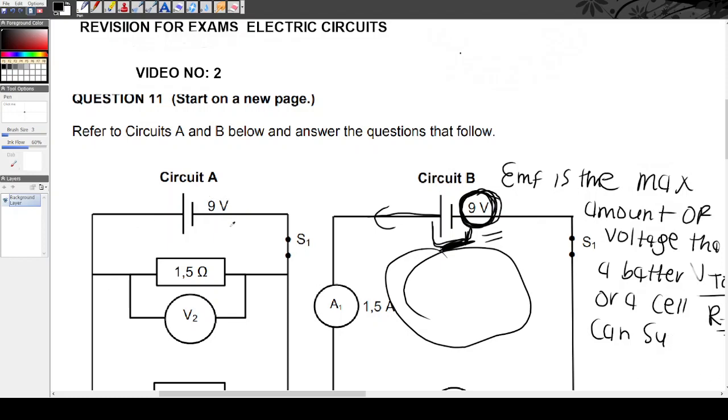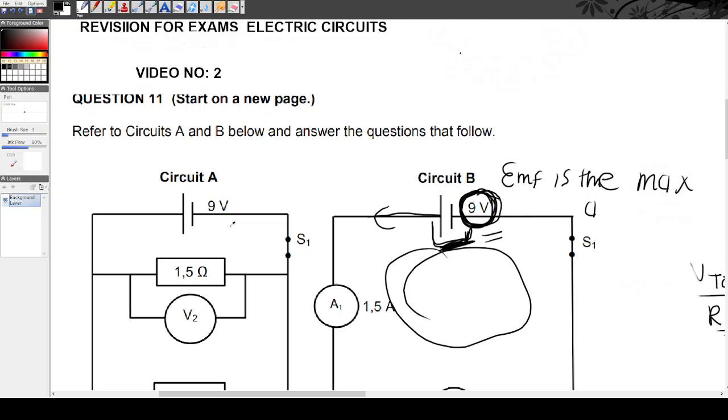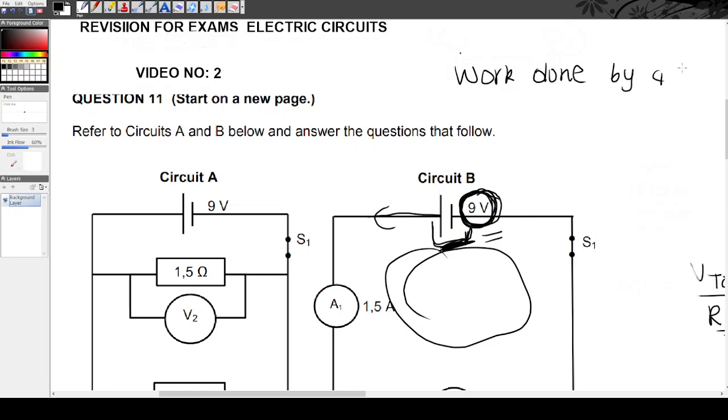EMF can also be defined as the work done by a battery to move a charge around the circuit. It can also be defined as the work done by a battery in moving a coulomb of charge around a circuit.